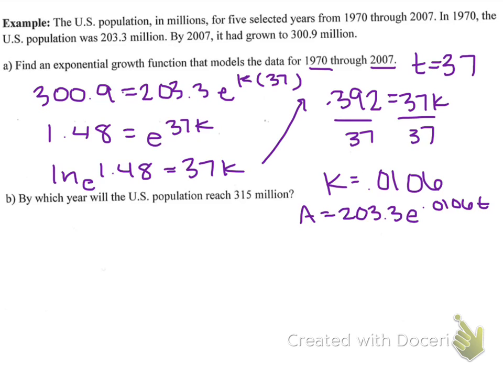So the reason you keep the initial population is that's always going to be our quote-unquote starting population. We take out the ending population because that's going to change for any given year that the problem asks.